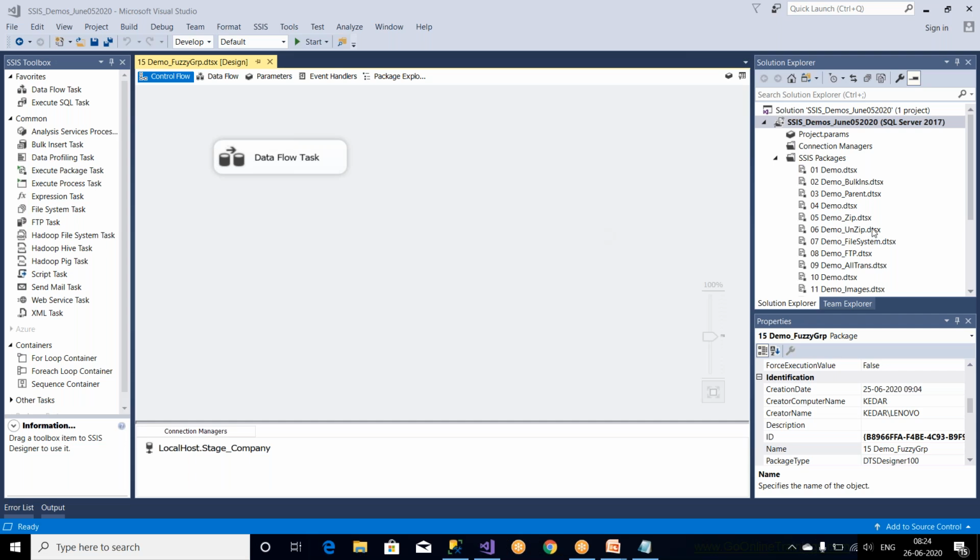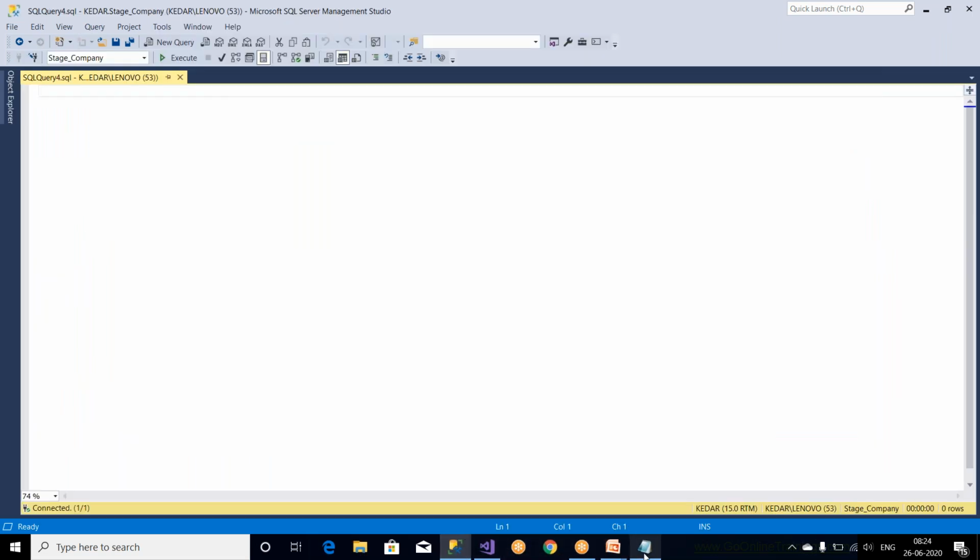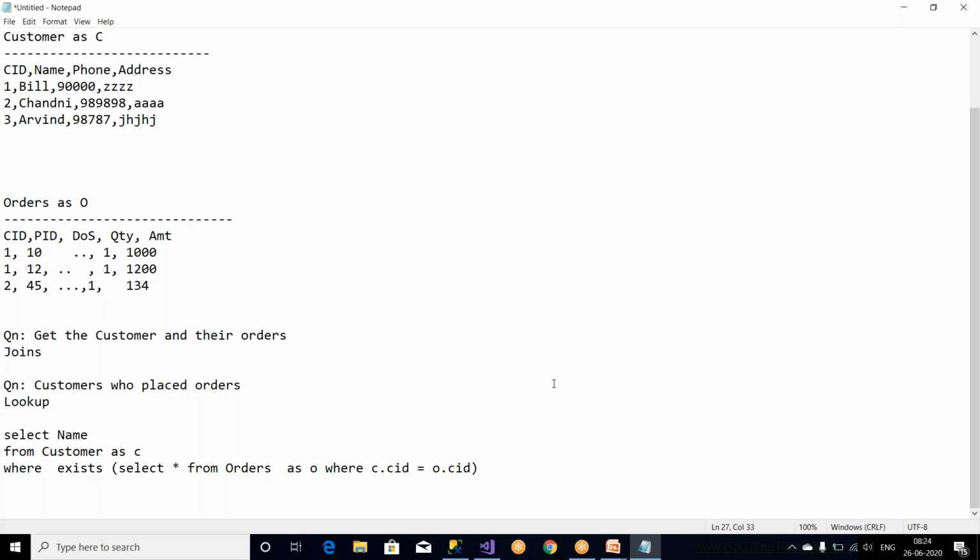Quick question: for EXISTS, NOT EXISTS, it will give true or false, right? Right. So it won't give the value unless it is in the subquery. Yeah. So this is going to give you the data. You will be able to get the customers. Right. Bill and Chandani will be given. Clear? Yeah. Okay.